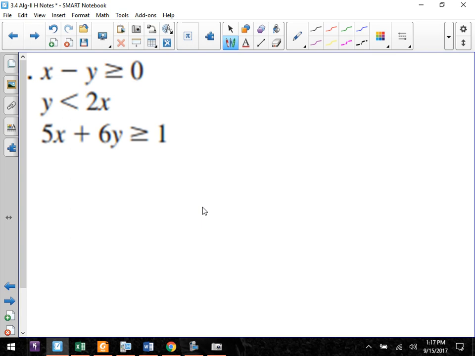One, you have to realize that this is the same thing as saying that x is greater than or equal to y. The next one is y is 2x, and then the other one's got the quick intercepts. Of the three of them, the first one I would graph is the last one, just because it's the one with the fractions on it. So as you go through that one, you've got x and y intercepts. You wind up with x and y intercepts of 1/5 and 1/6, respectively.